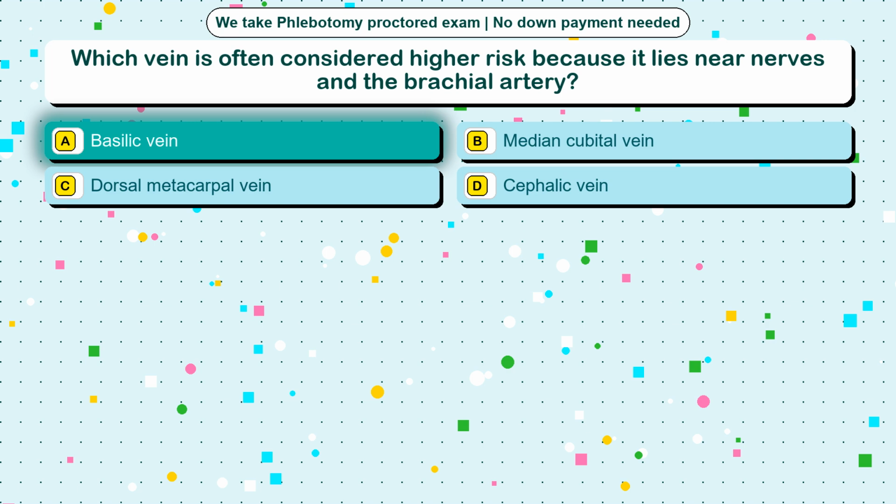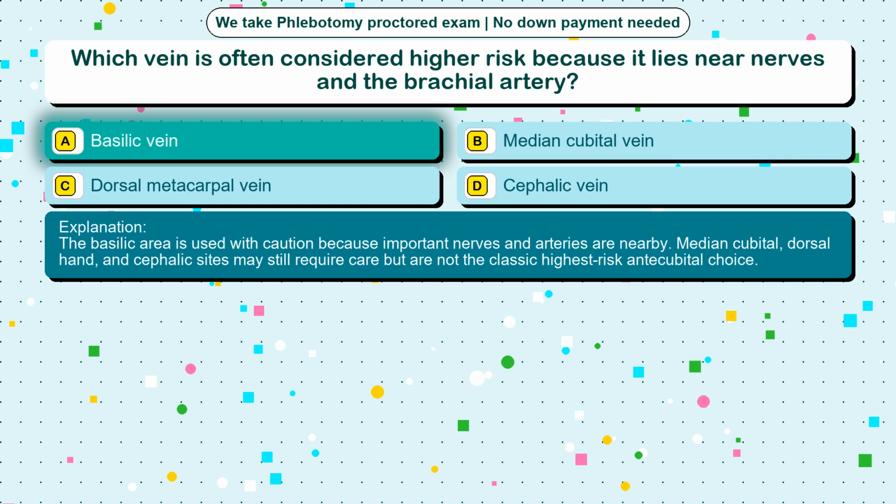Basilic vein. The basilic area is used with caution because important nerves and arteries are nearby. Median cubital, dorsal hand, and cephalic sites may still require care but are not the classic highest risk antecubital choice.